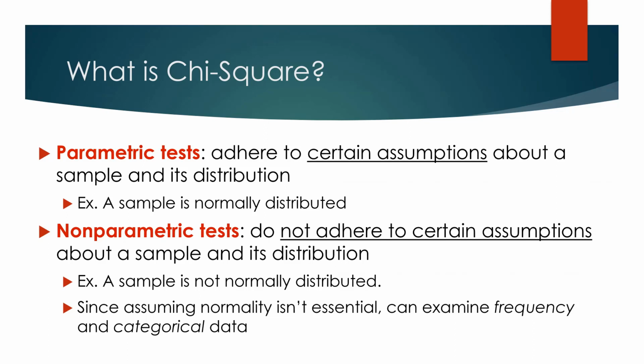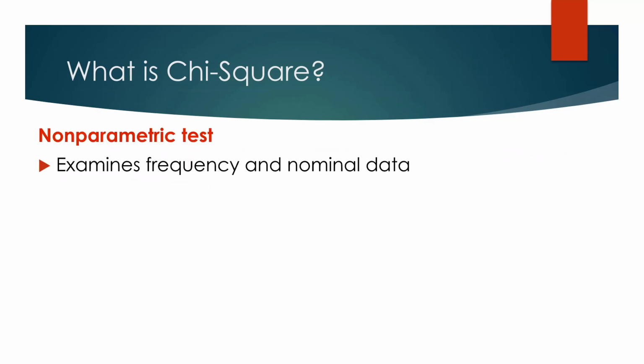So the chi-square is a non-parametric test because it works with categorical data or frequency data, two terms that you've heard before at the beginning of the class. Frequency data or categorical data isn't normally distributed because the data is not measured on a scale, right? It's discrete categories, separate groups, so it can't be analyzed using a parametric test. It has to be analyzed using a non-parametric test. Chi-square is one of those kinds of tests. So chi-square is a non-parametric test. It examines frequency and nominal data, or just categorical data, simply put.